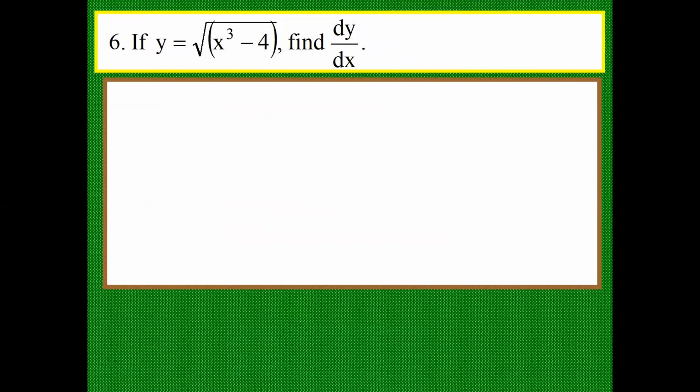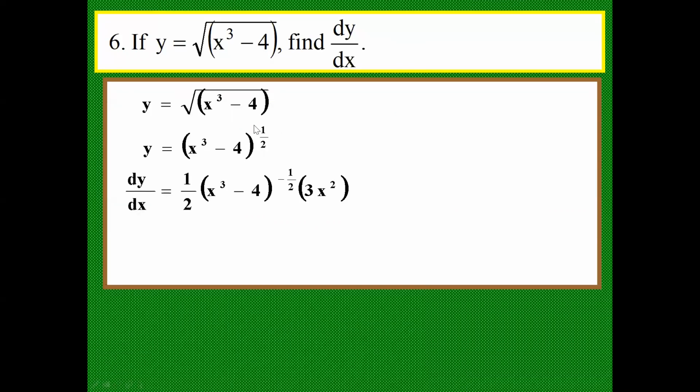Now, if you have a question like this, same thing, I'm going to bring out the power first. Once the power is ready, I'm going to apply the formula. So the index comes to the front, 1/2 minus 1, I get negative 1/2. Differentiate x power of 3 minus 4, I will get 3x squared. Negative 4, I differentiate, I will get 0. So I will get only 3x squared.